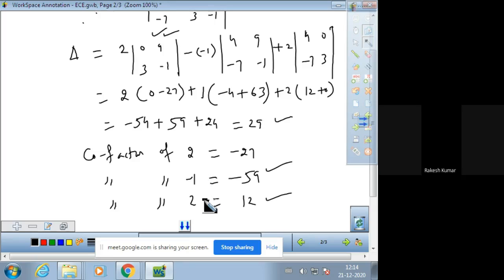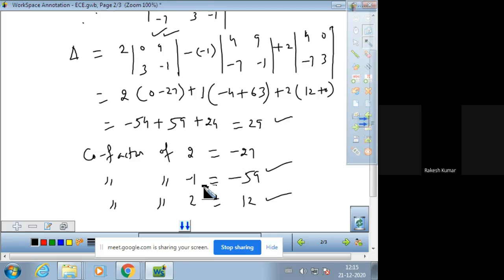Similarly, for the second row there are three elements, and for all the three elements of the second row, we can also find the cofactor. Similarly, we can also find the cofactors for the elements of the third row. So in this way, we can find the cofactors.